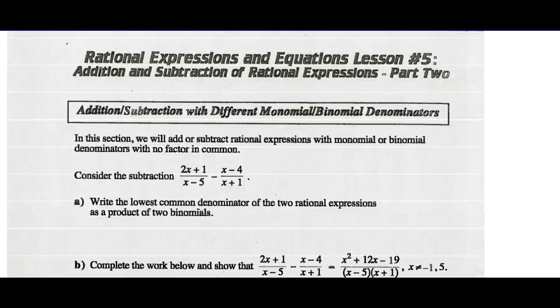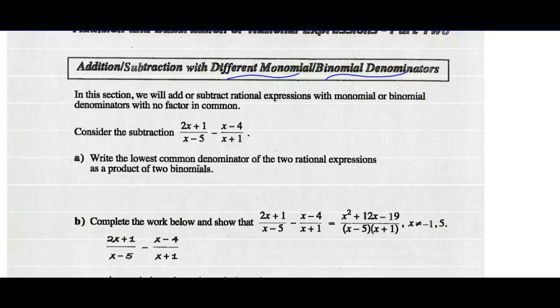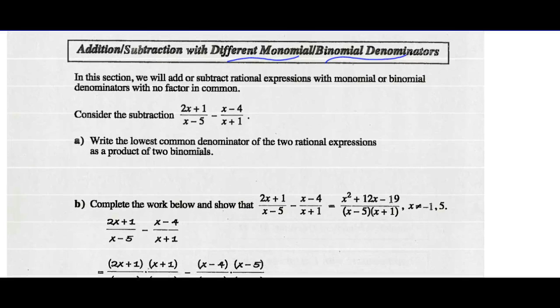Hey Math 30-2, today we're going to look at adding and subtracting rational expressions part 2, which means we're going to have different monomial and binomial denominators. So it's going to get a little more difficult, but we know how to add and subtract fractions, so we're going to be fine. In this section we're going to add and subtract rational expressions with monomial or binomial denominators that have no factor in common.